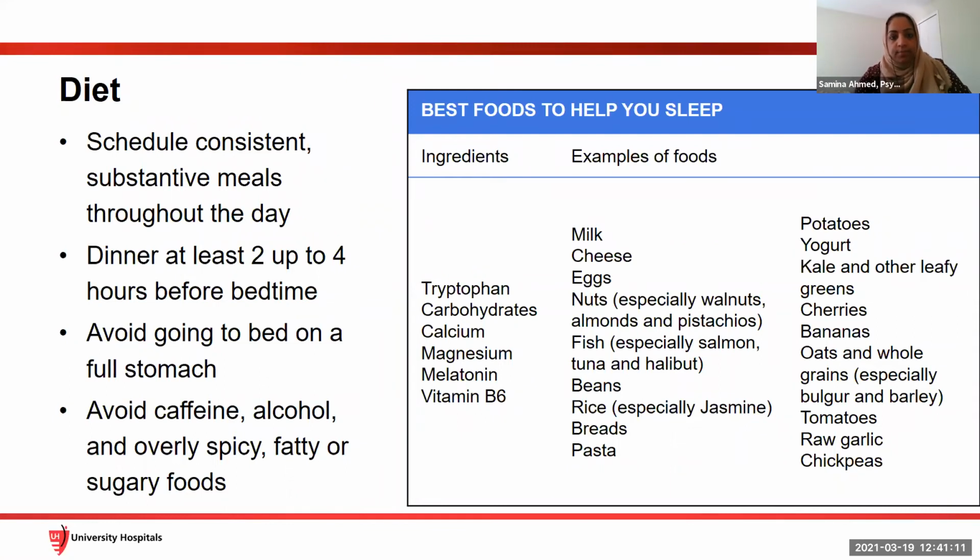This is daytime now. Try to get your dinner in at least 2 hours up to 4 hours before your bedtime, and avoid going to bed on a full stomach. Again, this is that buffer period or wind down period that I'm talking about.